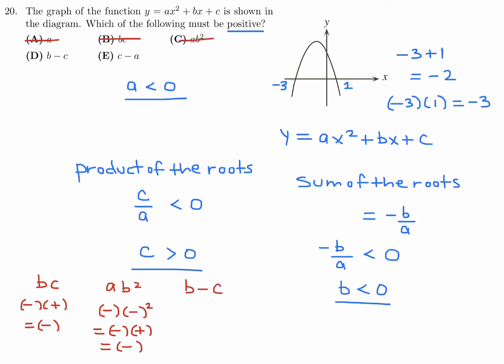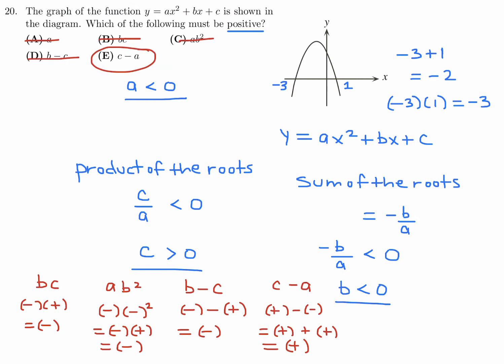Now we got B minus C. So we've got a negative minus a positive, and that is going to be a negative. Well, the answer's got to be E, but let's just check. C minus A. C is positive minus a negative, and that basically becomes a positive plus a positive, or negative negative, right? And that is of course positive. So finally, the answer to number 20 is E.